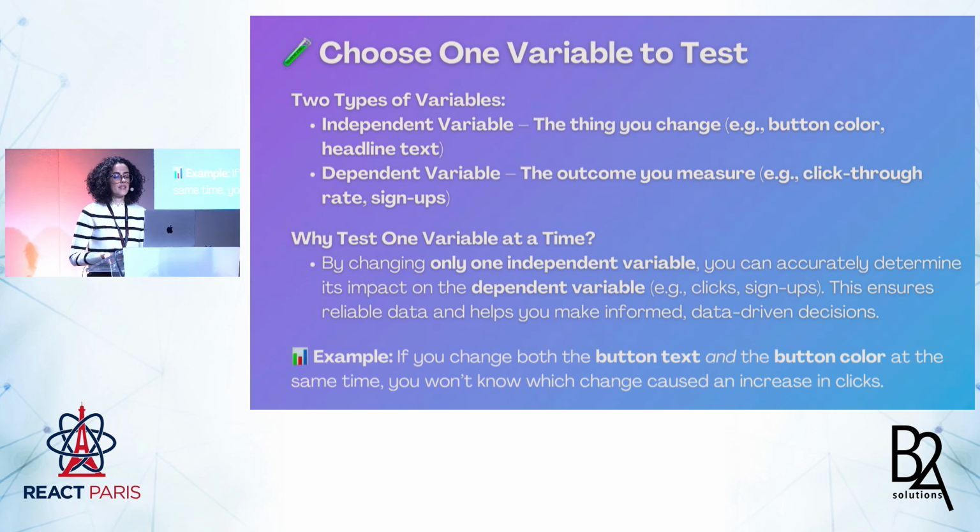And why should we test one variable at a time? By changing only one independent variable, you can accurately determine its impact on the dependent variable, for example, clicks, sign-ups. This ensures reliable data and helps you make informed, data-driven decisions. As an example, if you change both the button text and the button color at the same time, you won't know which change caused an increase in clicks.